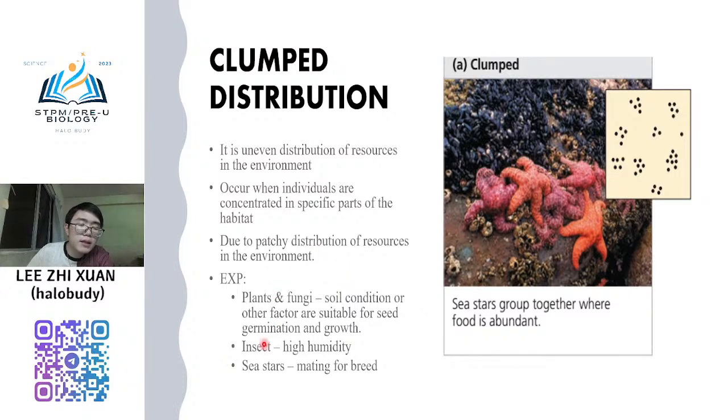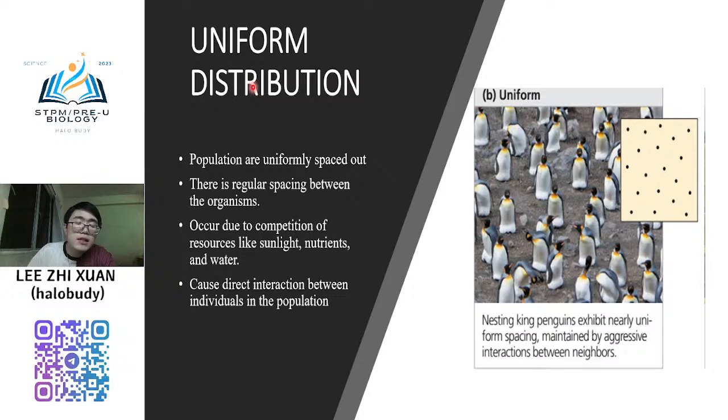So normally examples are plants and fungi, insect and sea star. And then another one is uniform distribution, meaning that the population is uniformly spread out. There is regular spacing between the organisms. So you see like this penguin, you can see the space is uniform. The spaces between one penguin and another penguin are uniform.